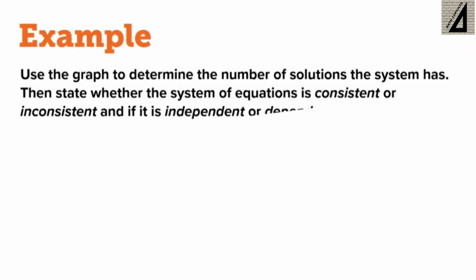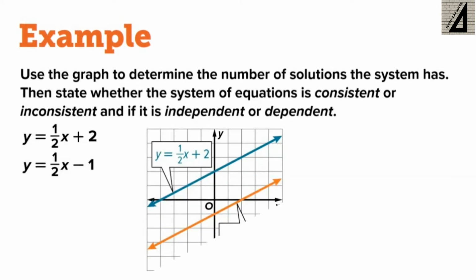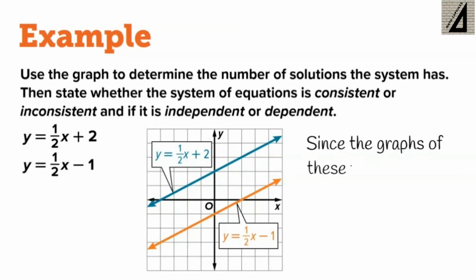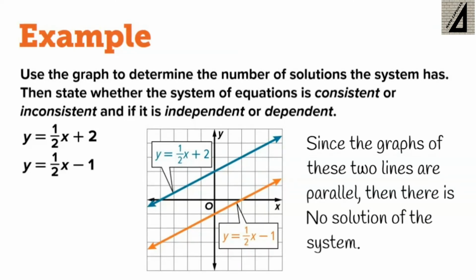Here's another example. Again, use the graph to determine the number of solutions the system has. Here we have the two equations and the graph of the two lines. As you see here, since the graphs of these two lines are parallel, then there is no solution of the system, and this means that it is inconsistent.